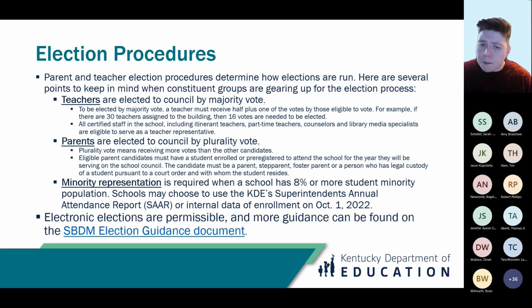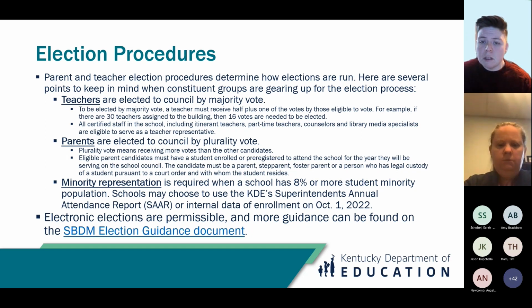Parents are elected by a plurality vote, and all that means is whoever receives the most votes. Eligible parents have to have students enrolled or pre-enrolled in the school for the year in which they will be serving on council. And parent, as defined in statute, is a biological parent, a step parent, a foster parent, or a person with legal custody with whom the student resides.